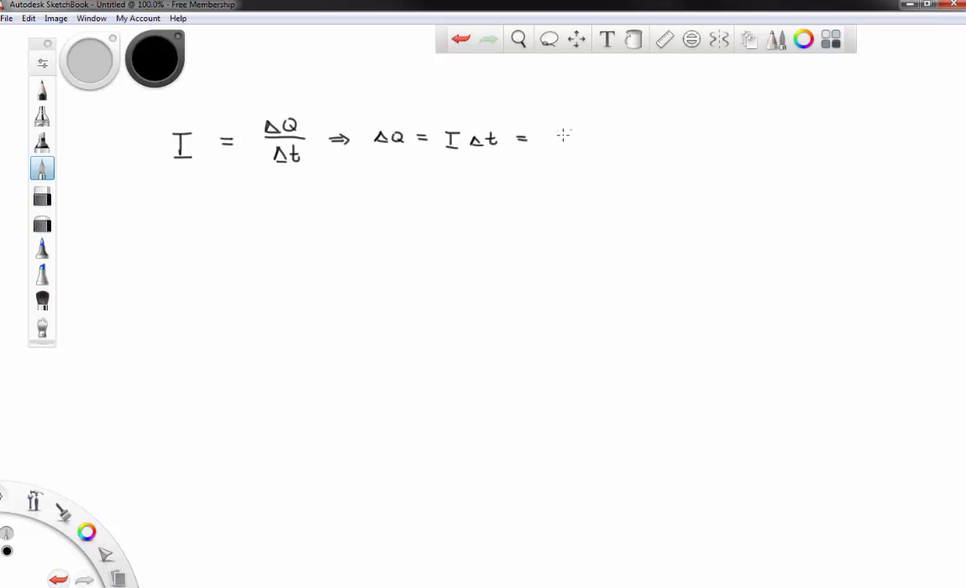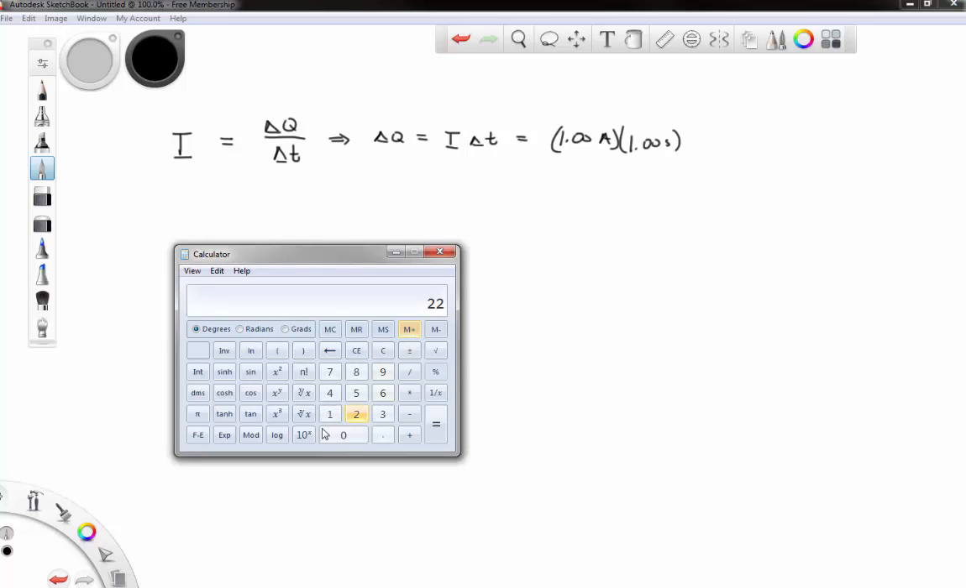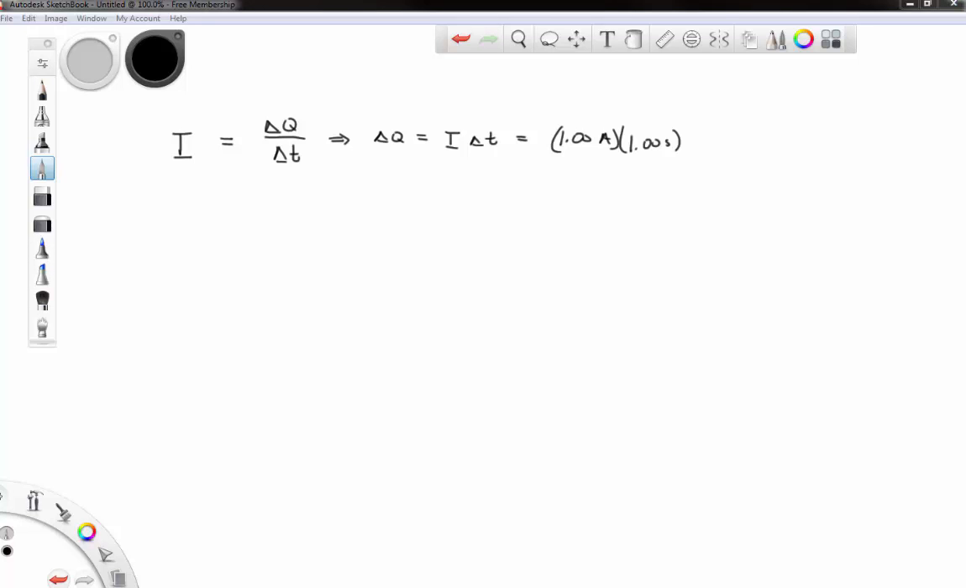And so what we have here is 1.00 amp times our 1 second. So I know that you guys in the physical science class sometimes want to know how to put stuff into the calculator. So we have 1 amp times 1 second, which gives us 1. And an amp second has units of coulombs. So this means that we have a charge of 1.00 coulombs.